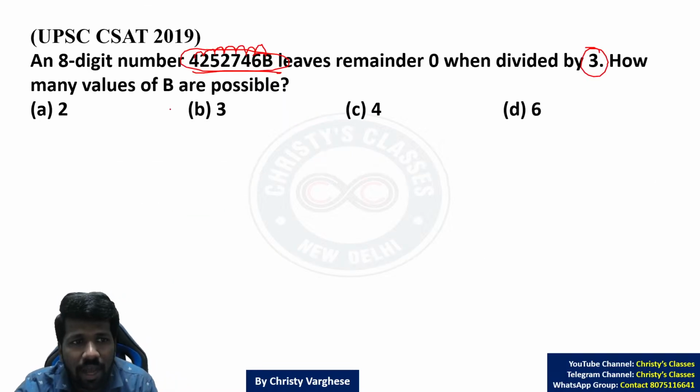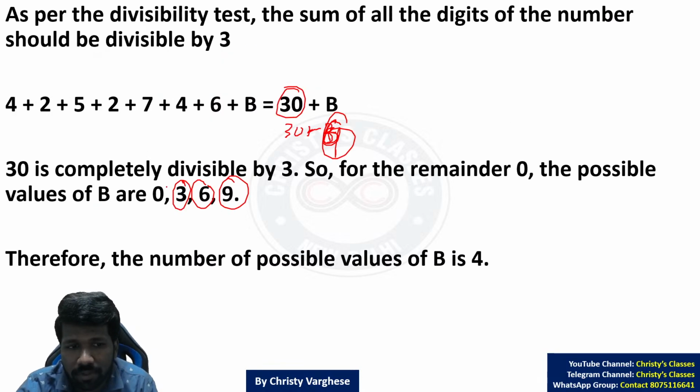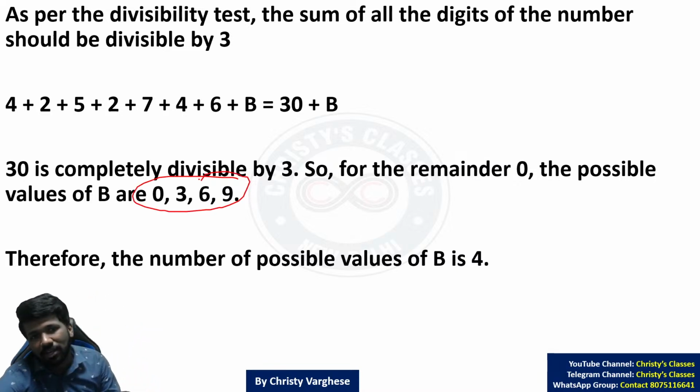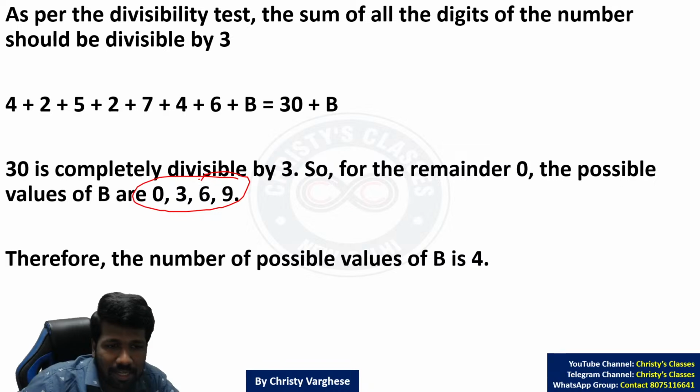What is the question? How many values of B are possible? 0 is also possible. B can be 0 also. That is one thing you should be careful about. There is a chance that we can miss 0, thinking that 0 is not a natural number. But it is not necessary to be a natural number. It should be any of the digits. 0 to 9 are the digits in the decimal number system we discussed in the last classes.